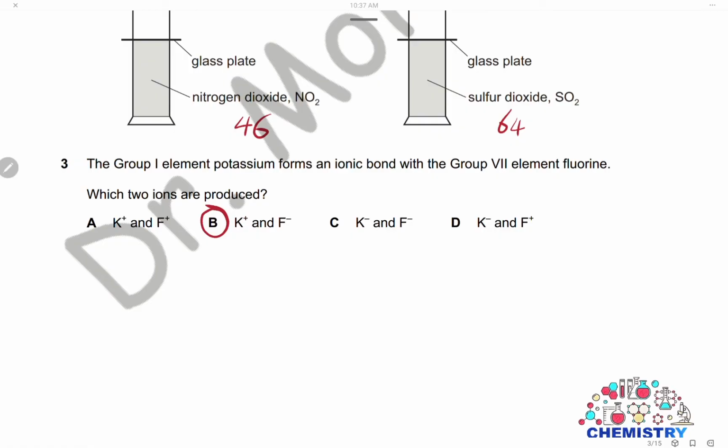Question 3. Group 1 element potassium forms an ionic bond with group 7 element fluorine, to which 2 ions are produced. As we know, group 1 elements lose 1 electron to form a positive ion with a charge of 1 plus, and group 7 elements gain 1 electron to complete the outer shell to 8 because they have 7 electrons in the outer shell, so they will gain 1 electron and they will have a negative charge. That's to mean the answer is B.